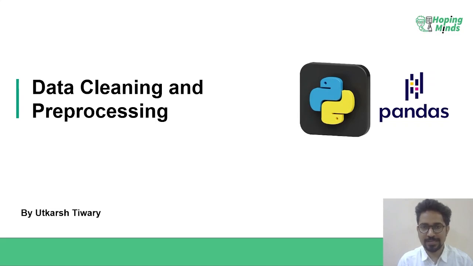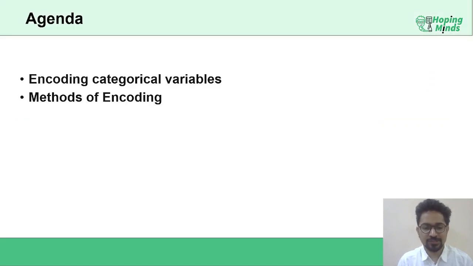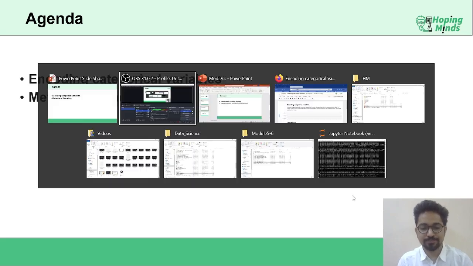So guys, let's have a look at the agenda for this session. The agenda for this session includes understanding encoding categorical variables. Then we'll look at the different methods of encoding and we'll be implementing them as well. So far till the previous session, we have discussed type conversion and normalization and how to handle null values and duplicate values as well. So guys, let's switch to the Jupyter screen.